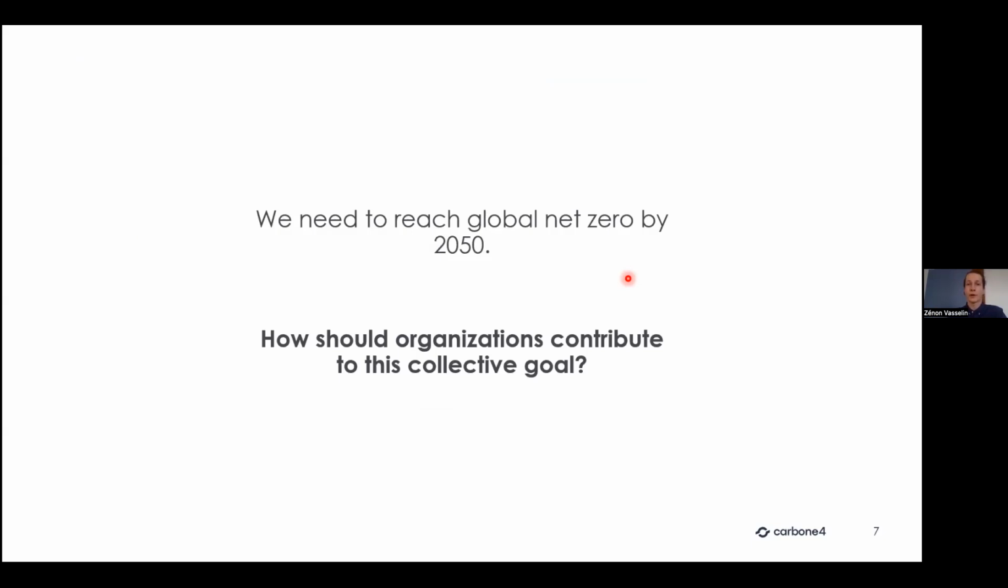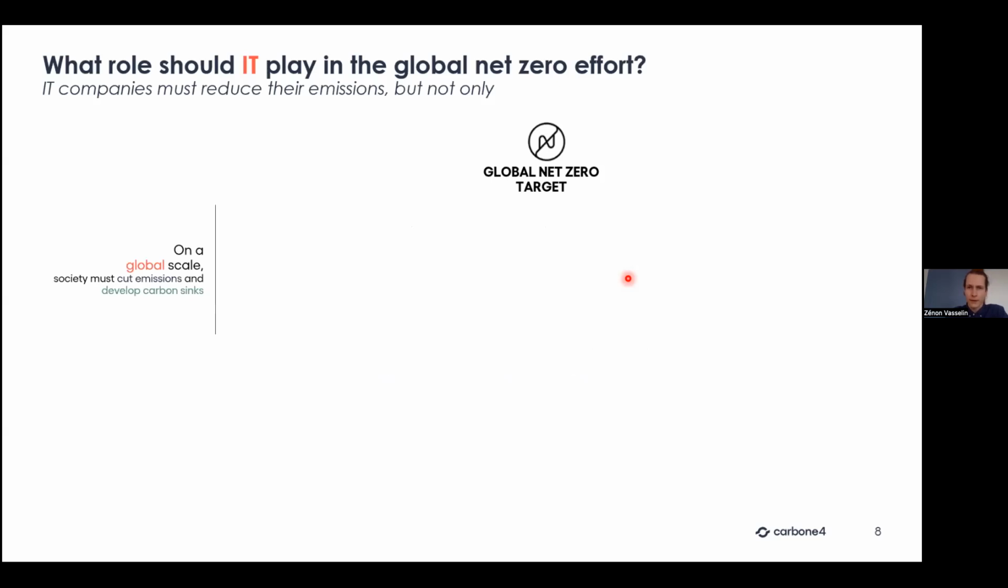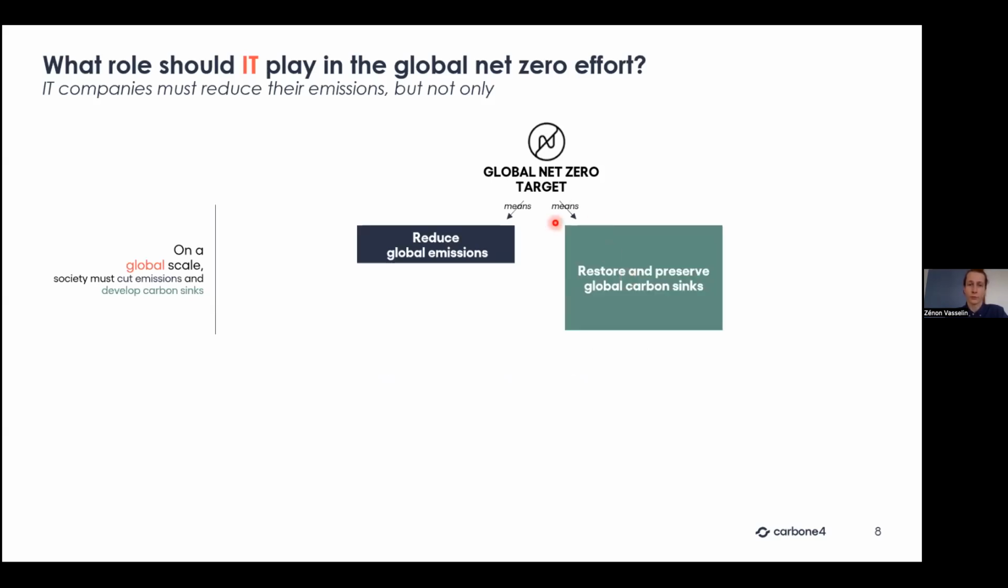And so how should organizations contribute to this collective goal? If I zoom in, so as said, the global net zero target is about closing the tap and increasing the flux of the sink. So reducing global emissions and restoring and preserving carbon sinks. This is on a global scale. Emissions, we can subdivide it for the IT sector because that's why we're here today. Reducing global emissions means reducing IT sector emissions and also reducing the emissions of other sectors.